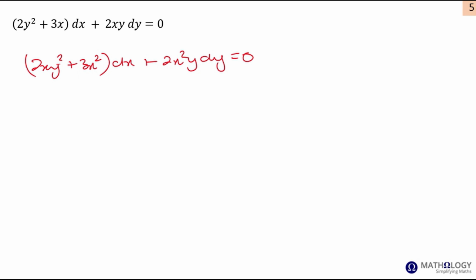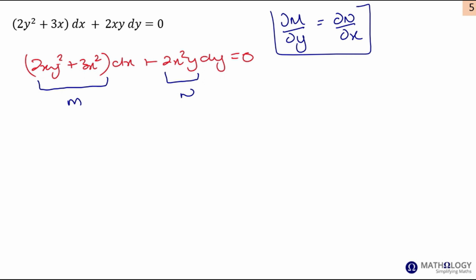Okay, we're now going to test to see if this differential equation is now exact. So this expression here, 2xy squared plus 3x squared is the new M, 2x squared y is the new N. So again, we're going to show that the partial derivative of M with respect to y equals the partial derivative of N with respect to x. So M equals 2xy squared plus 3x squared.